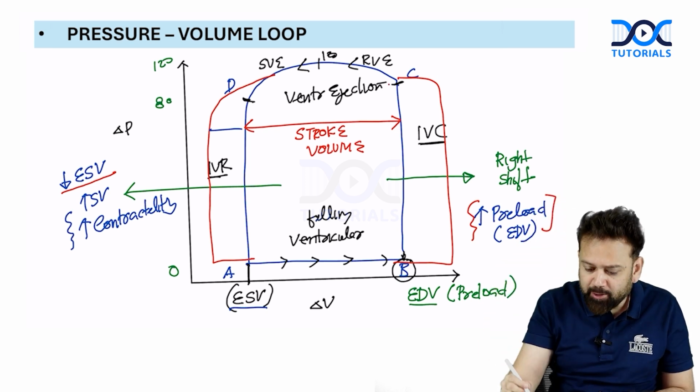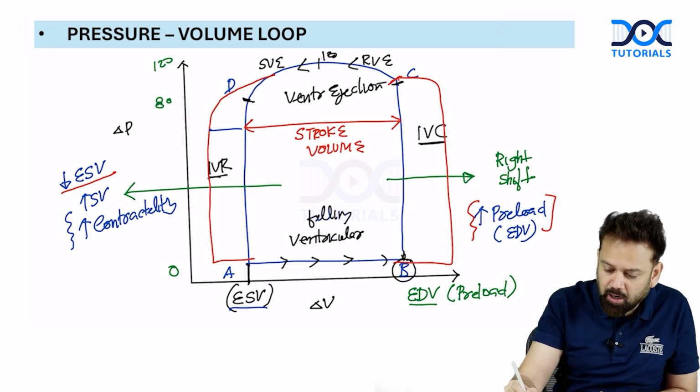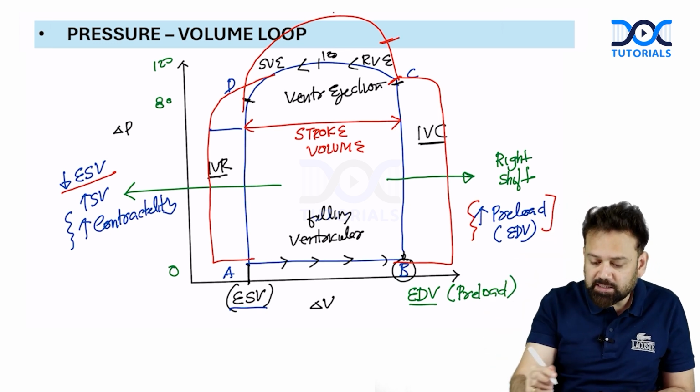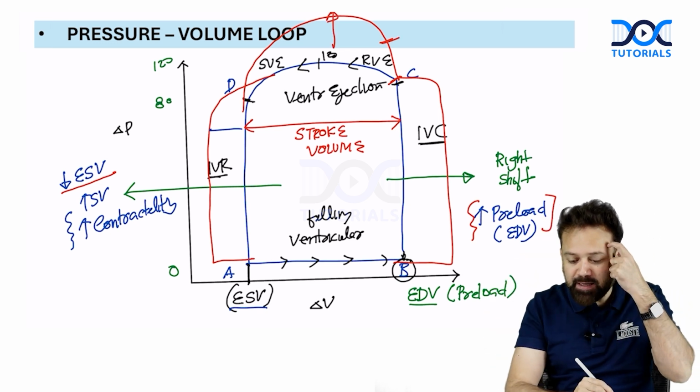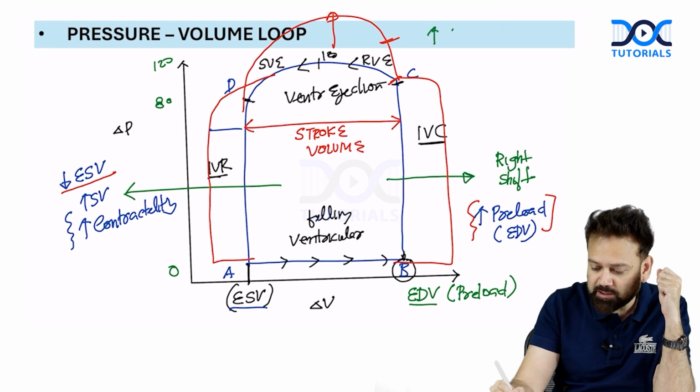Now coming to upward shift. See, normally the aortic valve was opening at 80. Suppose it opens at 120 or whatever high. This is upward shift, and it simply means there is increase in the afterload. Very, very simple to understand now.